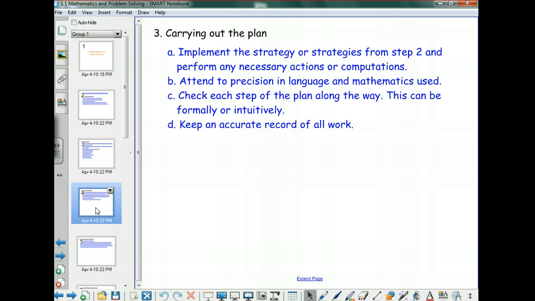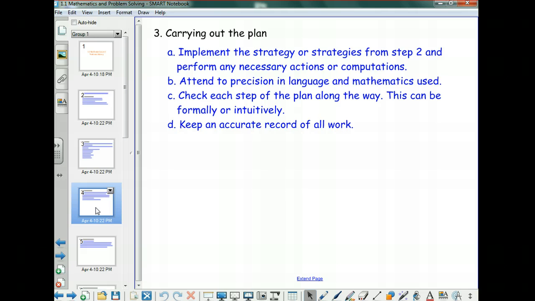All right, so then you actually have to do the plan that you devised. So we're going to carry out the plan. When we carry out the plan, step 3, you're going to implement the strategy or strategies that you figured out. Maybe it's more than one. And you're going to actually do them. Figure out what the answer is that you obtained from that.